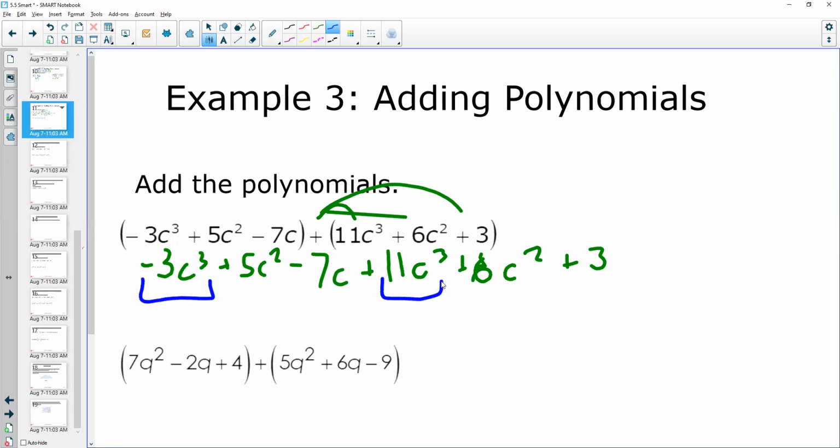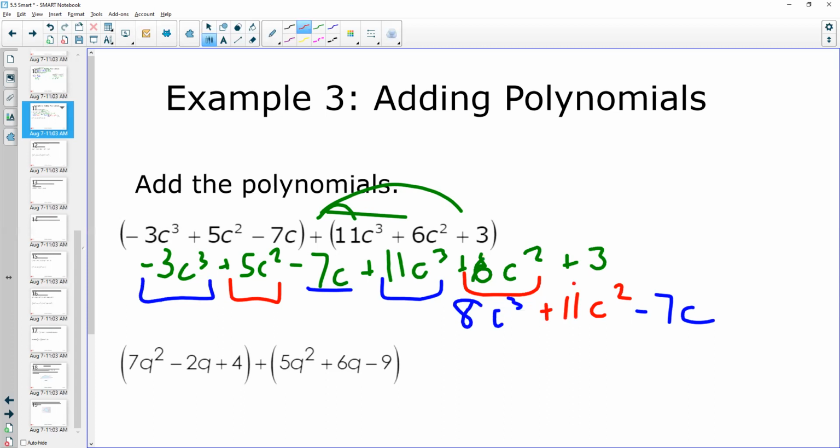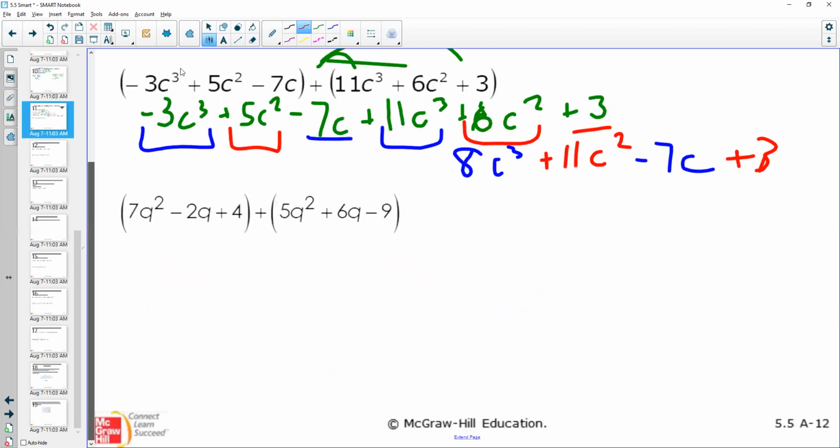So -3 and 11 is 8c cubed. Now I'm going to look at the next term. I have 5c squared, and I also have 6c squared, so I have 11 of those. And then I have a -7c. That guy doesn't have a partner, so he's just going to get tacked on the end. And I have just a 3, so +3. If it doesn't have anything to combine with, it just gets tacked on. That's all it is. You guys try the next one.